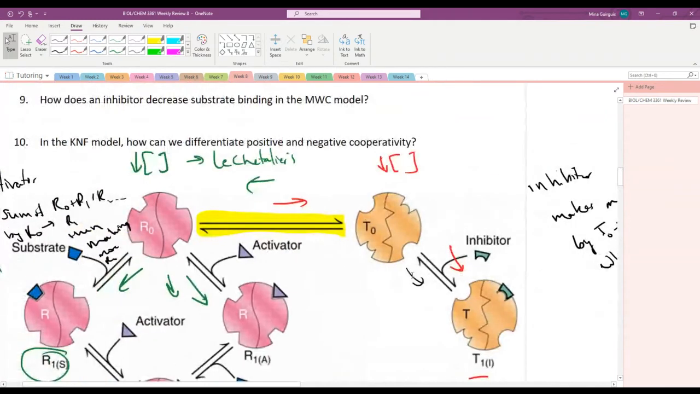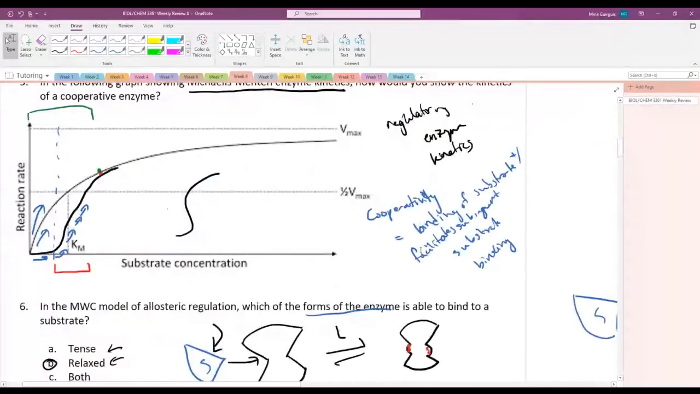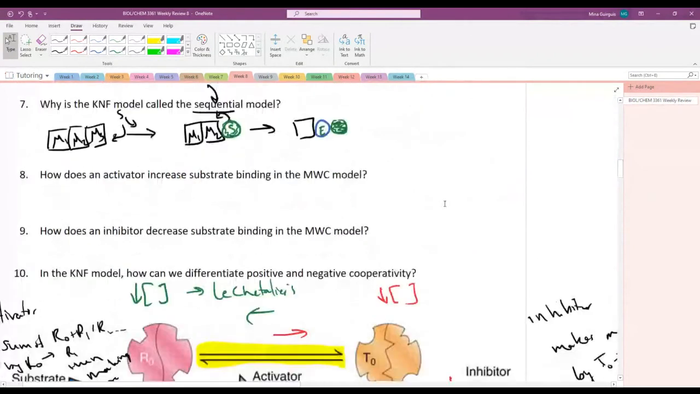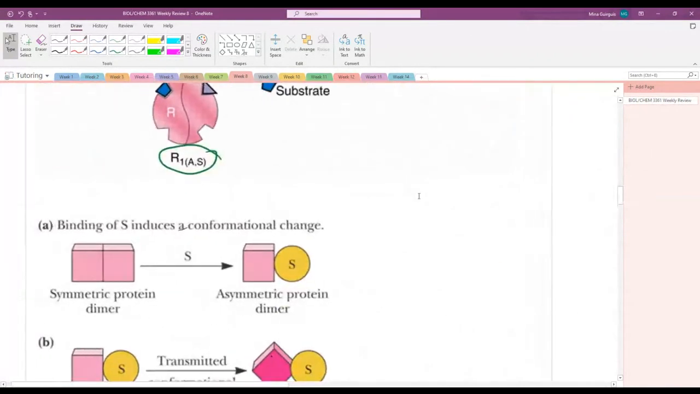Okay, so now this is great for positive cooperativity, right? So I told you cooperativity is binding the first substrate facilitates subsequent substrate binding. That's about 90% correct, and that's how we mostly deal with cooperativity. But there's positive cooperativity and there's negative cooperativity, just like there's positive and negative with everything, right? So positive cooperativity means that the first substrate increases subsequent substrate binding, and negative cooperativity means that substrate 1 decreases subsequent substrate binding, okay? So that's kind of hard to draw with the MWC model. Let's see how KNF addresses it, okay?